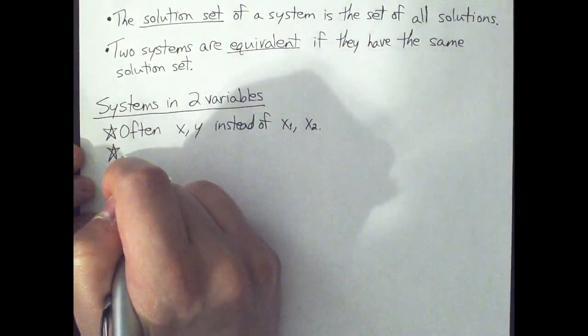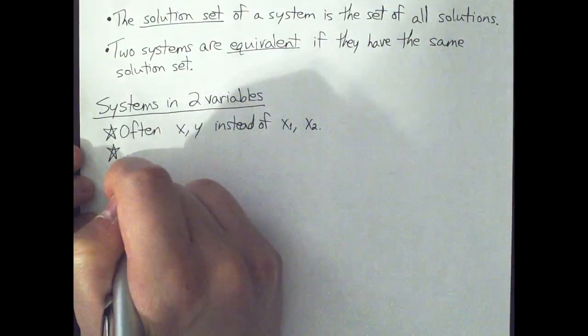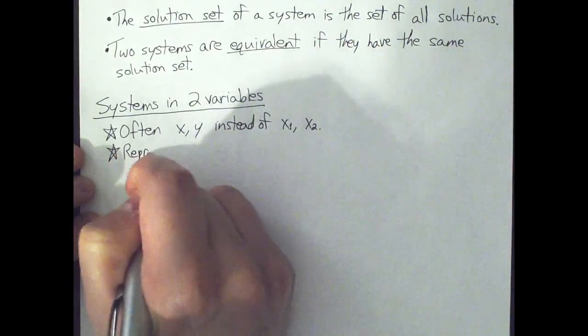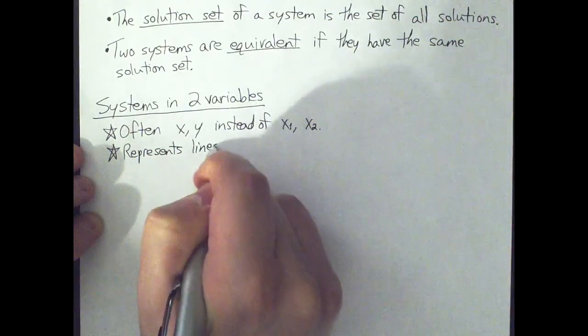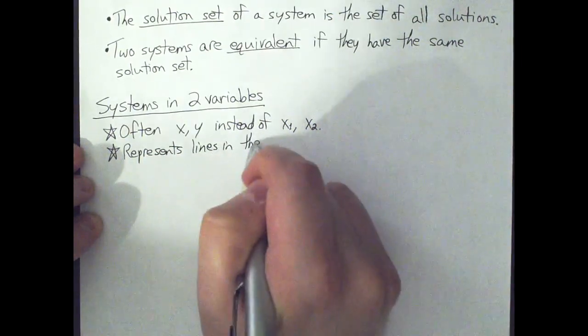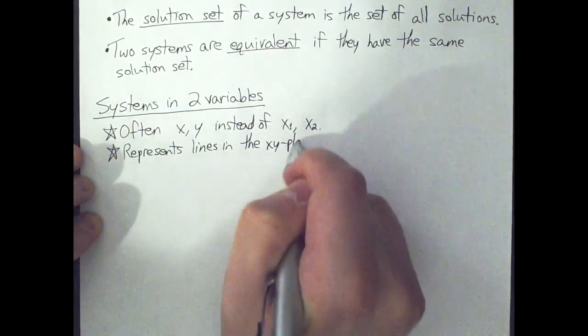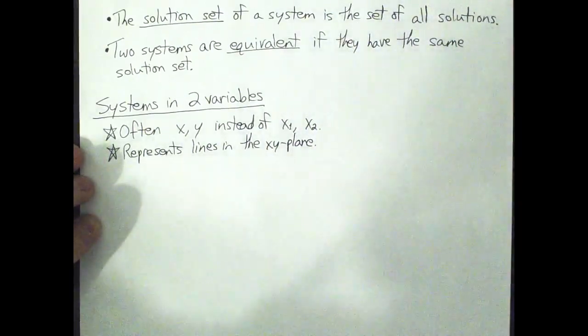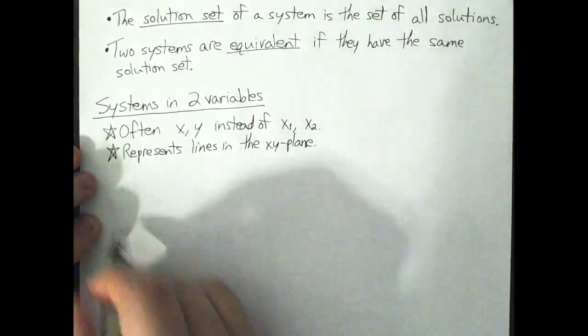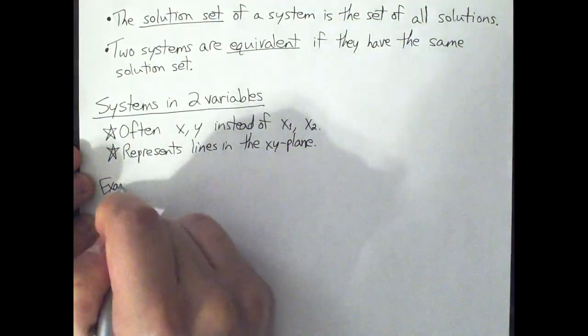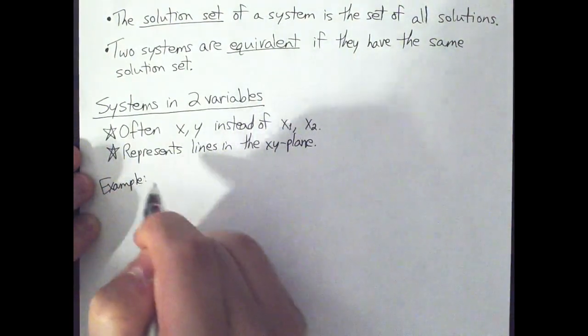Systems, linear systems in two variables, represent lines in the xy plane. I'll show you an example. Maybe we'll even talk about solving this one.